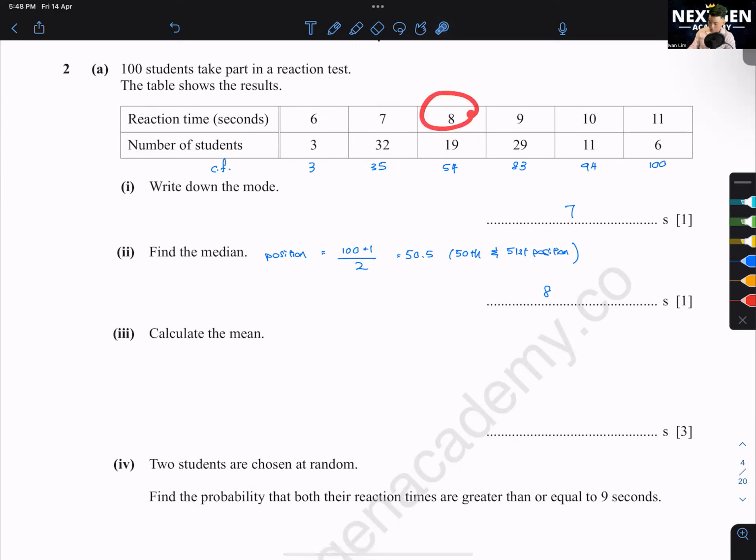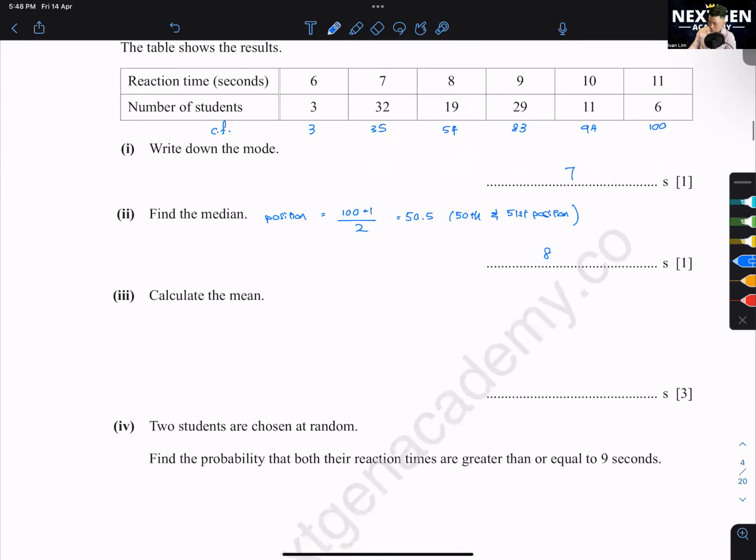Okay, take the x value. This is your x value. Okay, calculate the mean. Mean, the formula is sum of fx over sum of f. Okay, make sure you all write down the working. Don't skip the working over here.